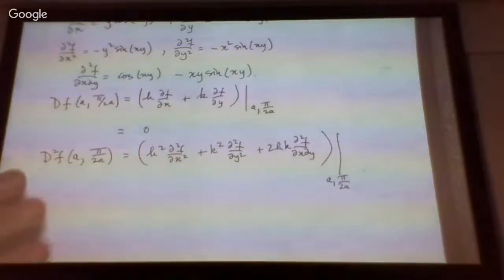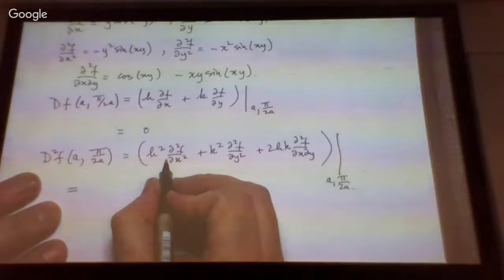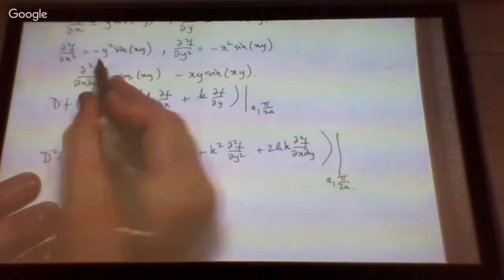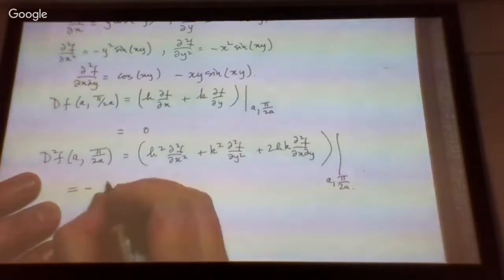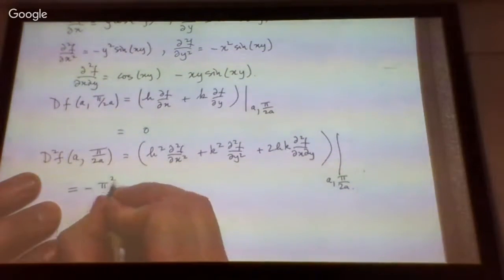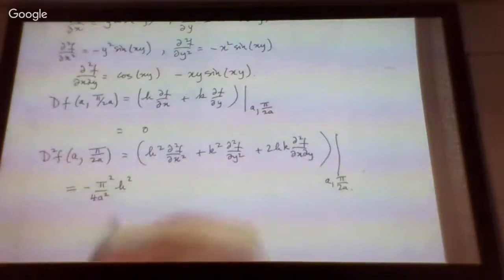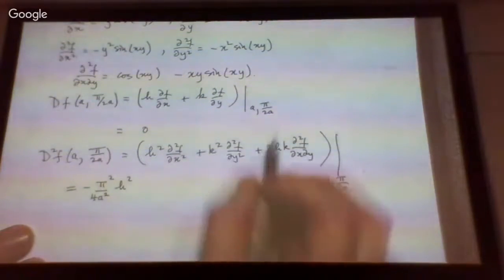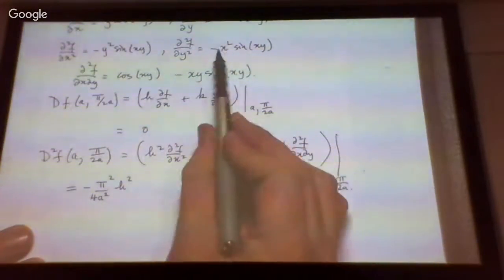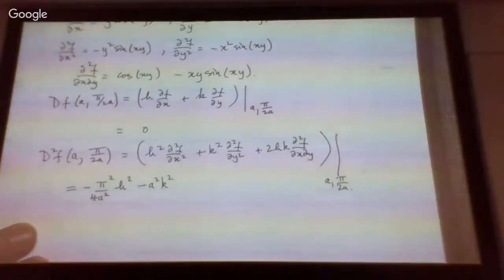So putting all that together, multiplying h squared, we have minus pi squared over 4a squared times h squared. Multiplying k squared, you've got d2f dy squared, so that's just minus a squared. Minus a squared times k squared.